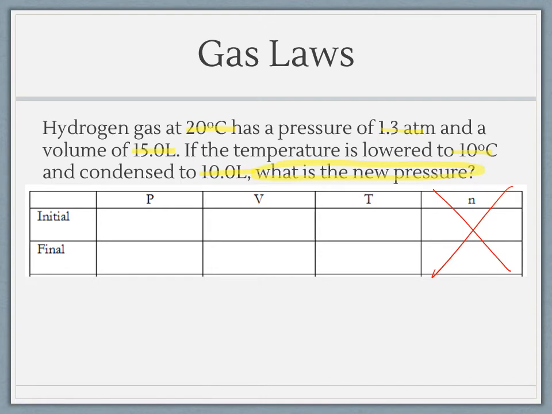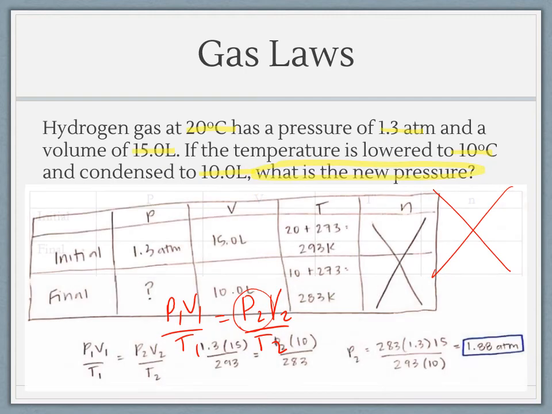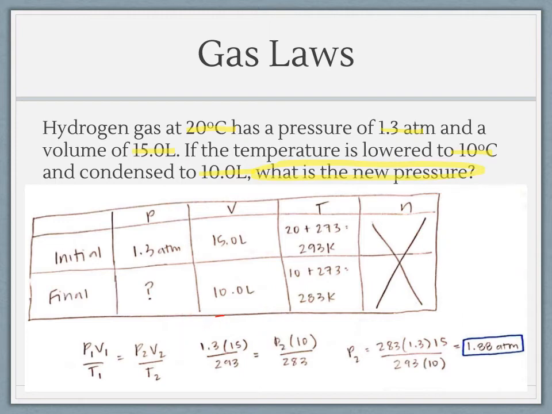So pause the video for a second. Remember, this time you're using the entire equation. Plug in your variables to the chart, plug them into the equation, and solve for the unknown, which is P2. When you did that, hopefully you got 1.88 atmospheres. So we plugged in everything that we knew.